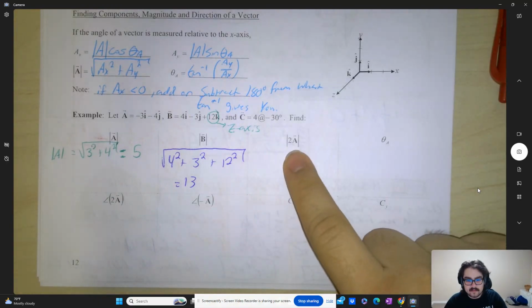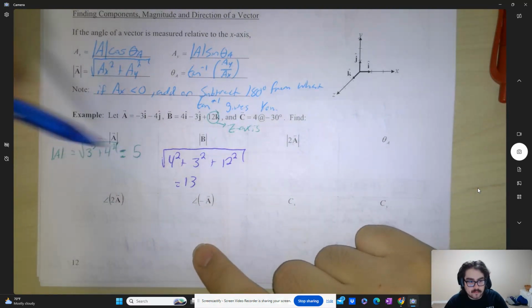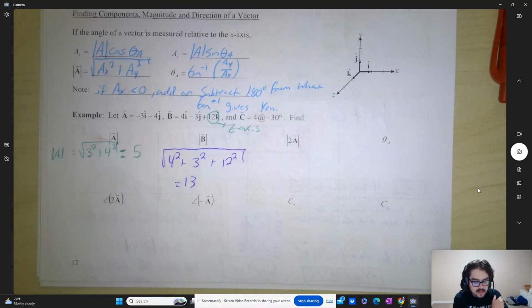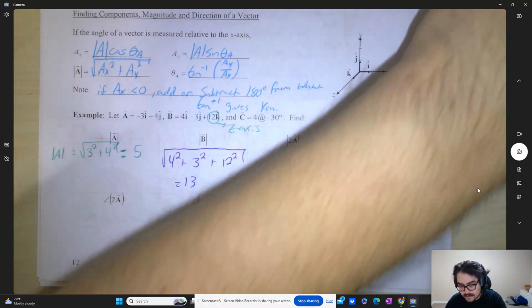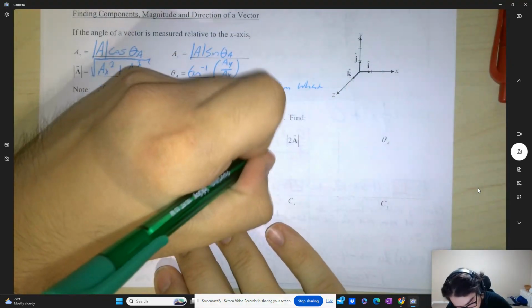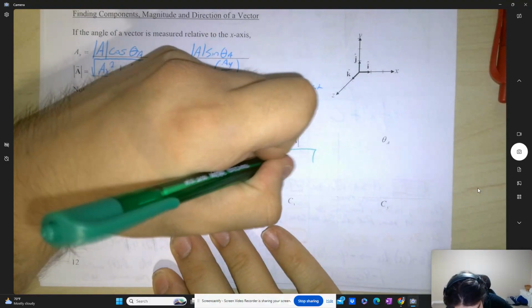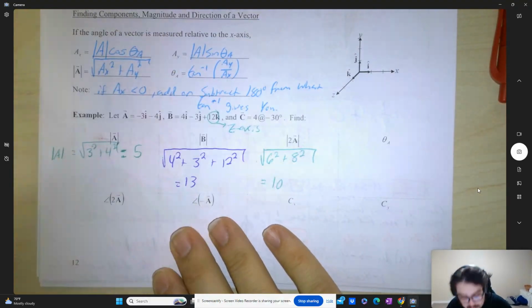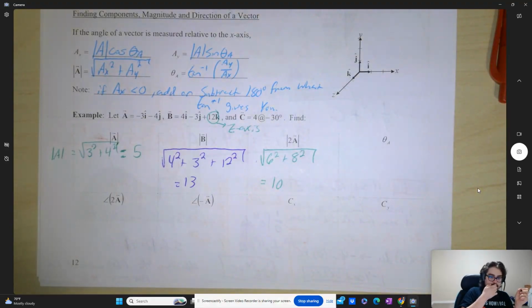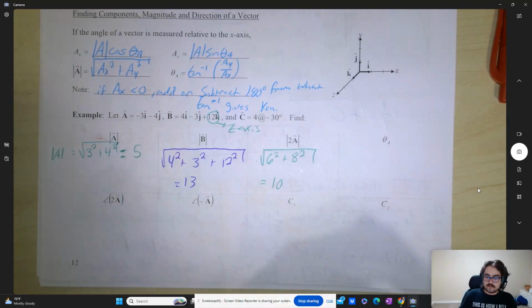Now 2 times A. You can actually just multiply the magnitude, which was 5, to get 10. But if you do it with components, you would multiply the components by 2, so you would end up doing the root of 6 squared plus 8 squared, and this also gives you 10. That's also the Pythagorean triple rule: multiples of it give you multiples, okay?